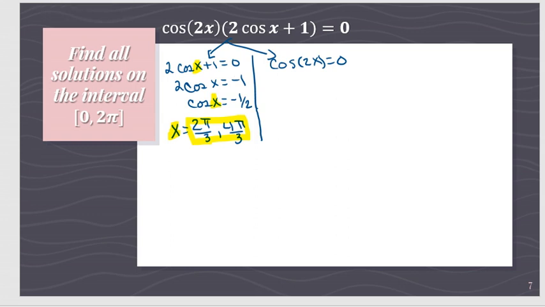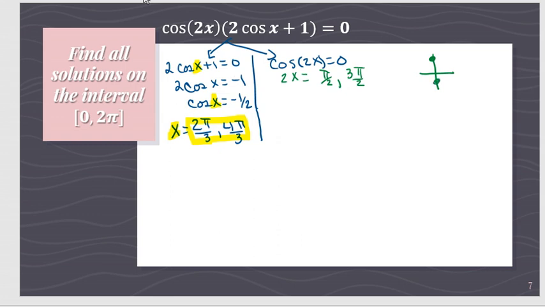Okay, so when I do this one, actually I'm going to go with green. All right, so when I do this one, I'm going to get 2x equals 0. Okay, wait a minute. That means I got to go in and find the cosine. Where is cosine 0? Cosine is 0 at pi over 2 and at 3 pi over 2.